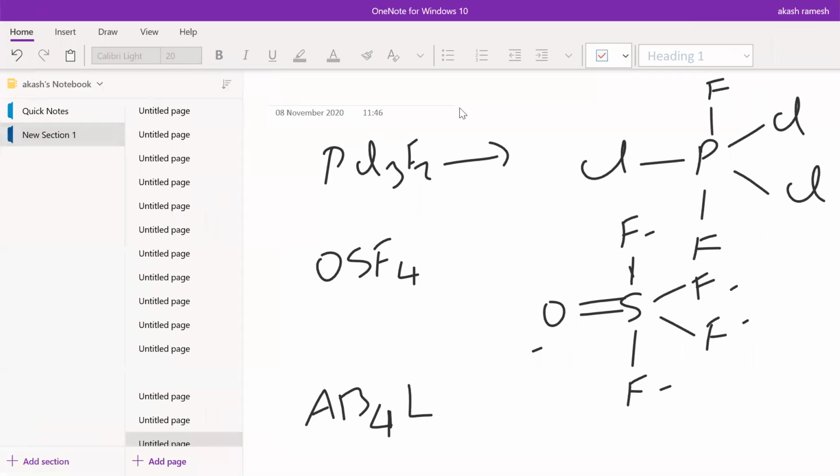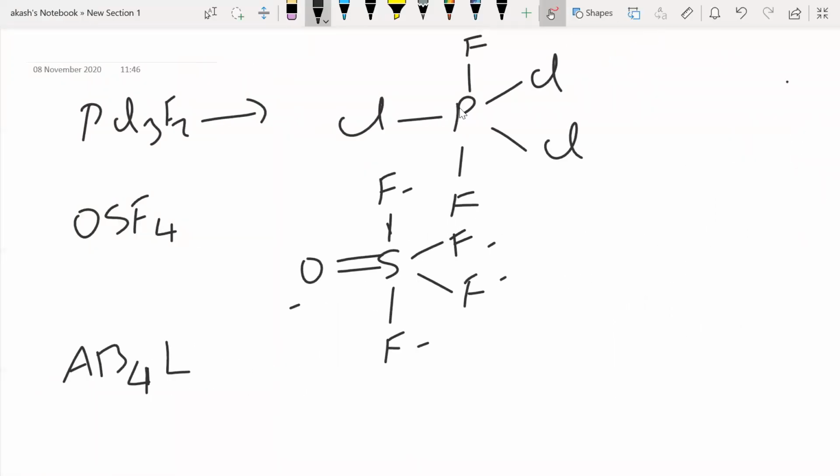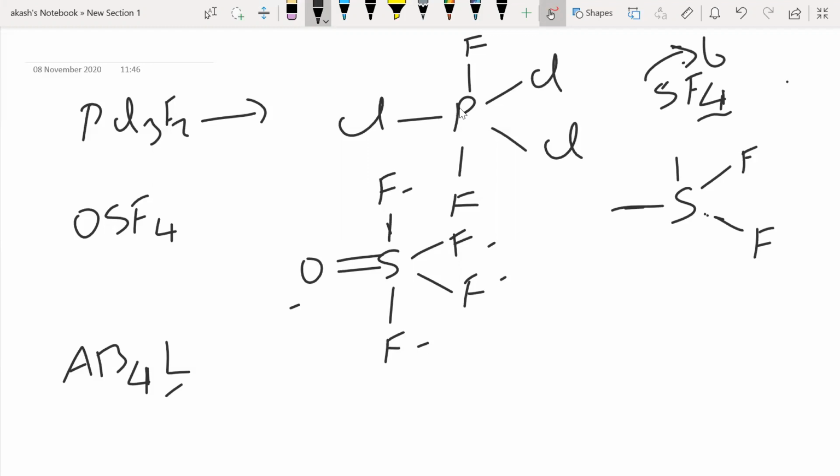Cool. So let me take the first example which is given to me, SF4. Sulfur is going to be at the center. Let me see how sulfur belongs to this category. Obviously there are 4 bonding atoms, and sulfur basically has 6 valence electrons.